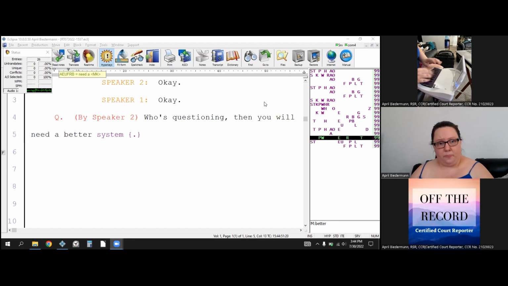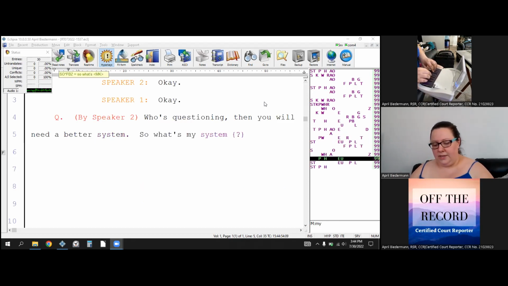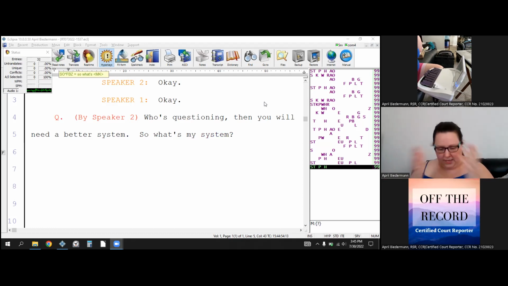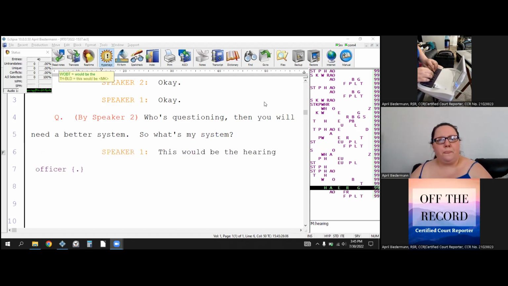So what's my system? Well, I assign snoo to the questioning attorney, whoever they are. And sometimes it's not even a plaintiff defense thing. It's a petitioner and respondent, or it's an investigative hearing. There's not even really, there's a hearing officer and then a witness. So the hearing officer would be snoo. Okay, so be the hearing officer. And then the witness, the colloquy.